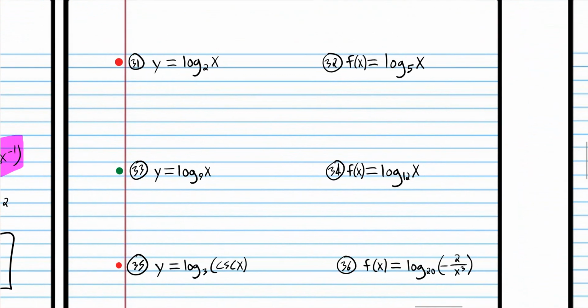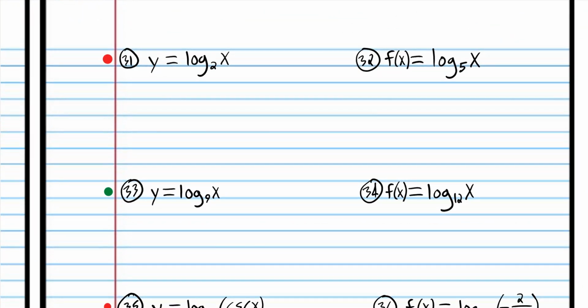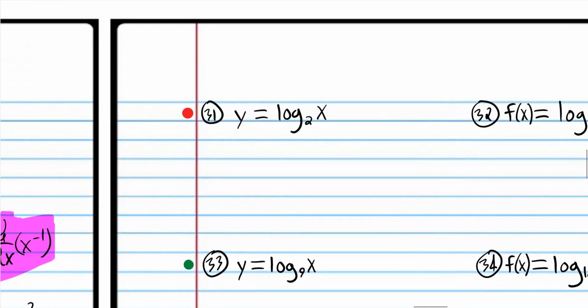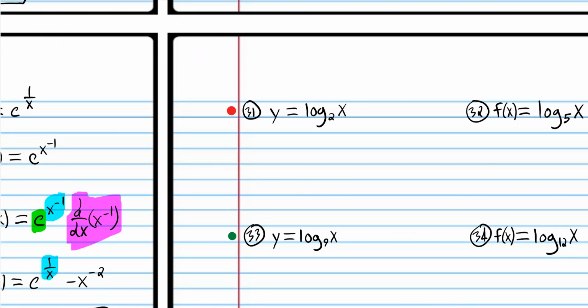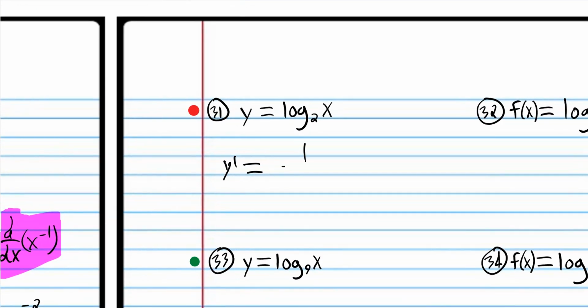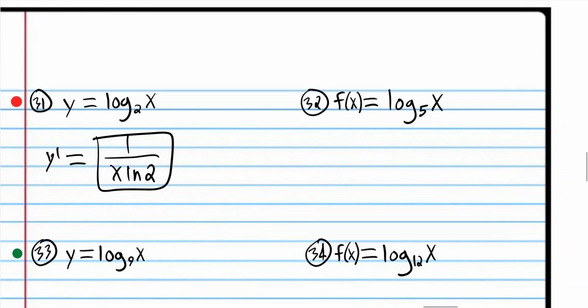Okay, so now we're going to find the derivatives of logarithmic functions. So again, we have a formula for this, so it's going to be 1 over x times natural log of 2. The 2 comes from there. And that's it. It's that simple.